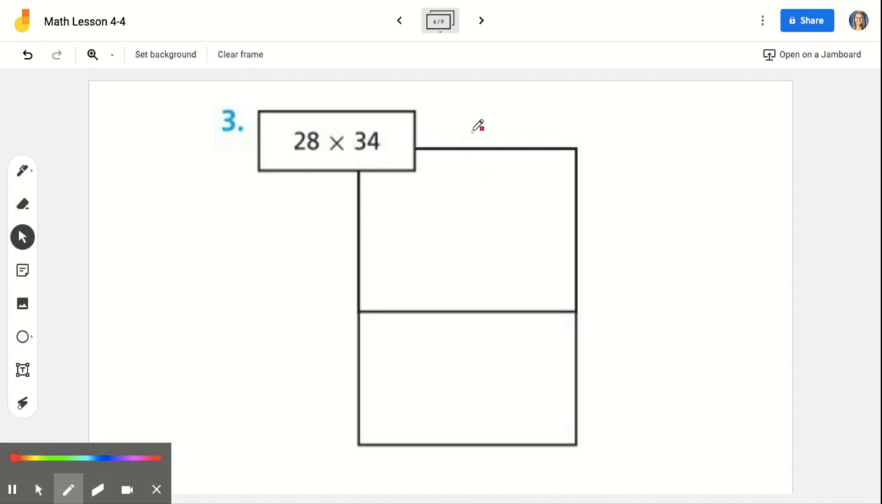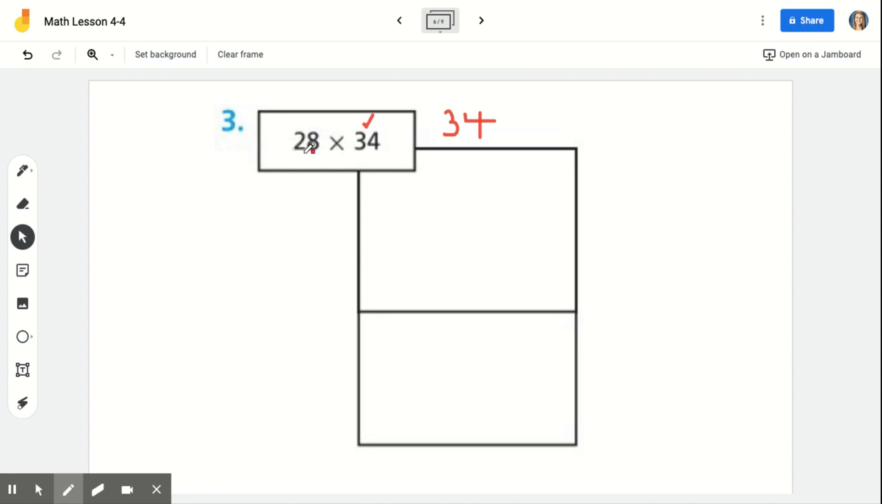Our first step is we're going to be labeling the sides of our place value rows, and you're going to be looking at your factors in order to label them. At the very top, we're going to choose to keep one of these factors the same. And it doesn't matter which one we choose. I'm going to choose 34, and I'd like you to do the same. But again, if you were to choose 28, if we were doing this on your own, you'd get the same answer. So go ahead and put 34 at the top.